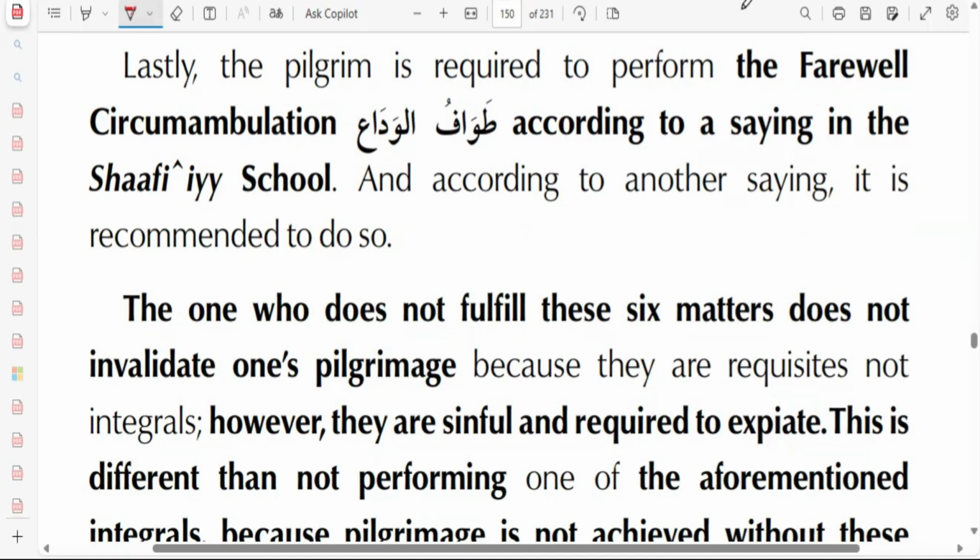It says here the pilgrim, but this obligation is not special to the pilgrim. Meaning, according to a saying, it's obligatory to make tawaf before you leave the haram, because of a hadith that has a command to do so. And a command is evidence for an obligation, unless there's other evidence to say that it's not an obligation.